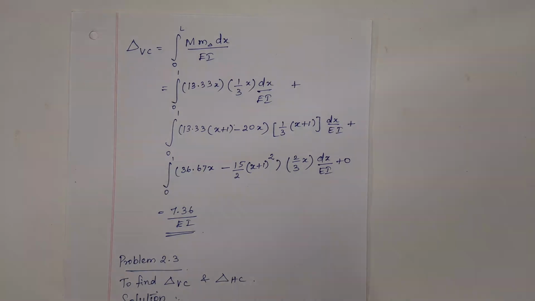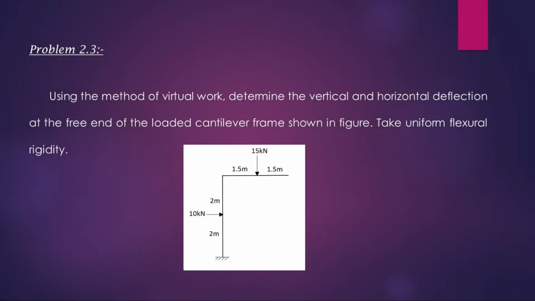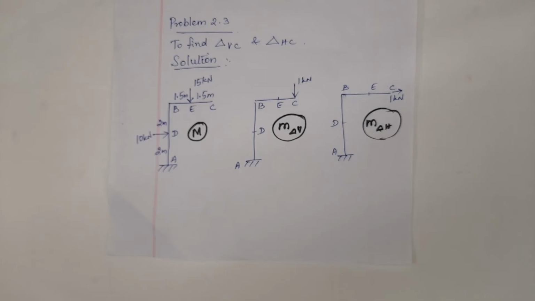Let us see the third problem. Vertical deflection and horizontal deflection have to be determined for this cantilever frame at point C. When I write bending moment expressions for the given load system, I take the notation as capital M. When I write bending moment expressions with a unit load in the vertical direction at C, for my vertical deflection calculation, I write the notation m delta V. When I give a horizontal unit load and write bending moment expressions, I take the expressions as m delta H.